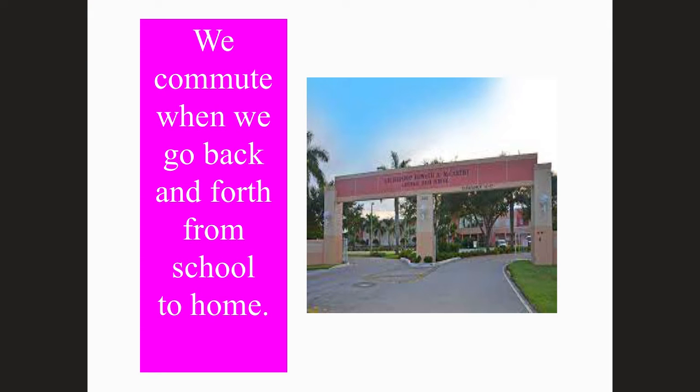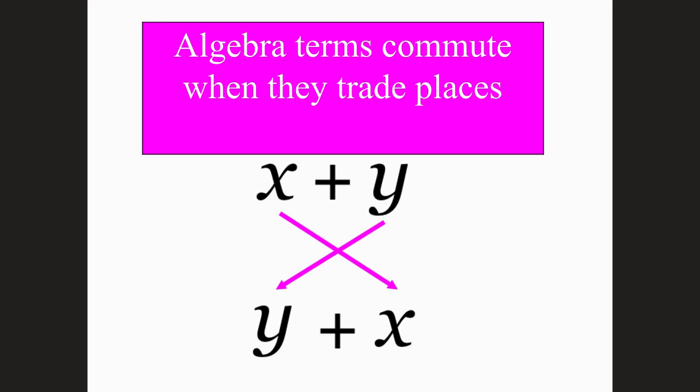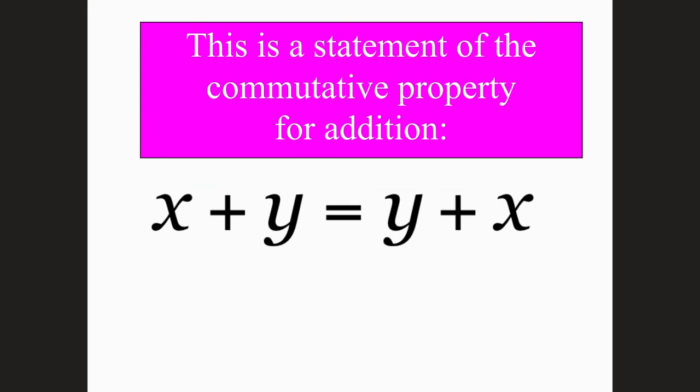So when we commute, we go back and forth from school to home. In algebra, terms can commute when they trade places, like we see here, x plus y, y plus x. My x is first here, it's second here. My y is second, and here it's first. This is a statement of the commutative property for addition. So here I have x plus y equals y plus x, and we could substitute numbers for these.